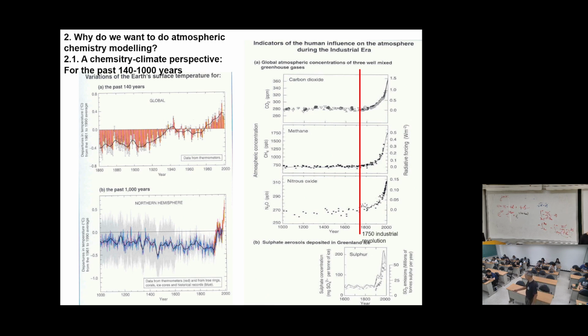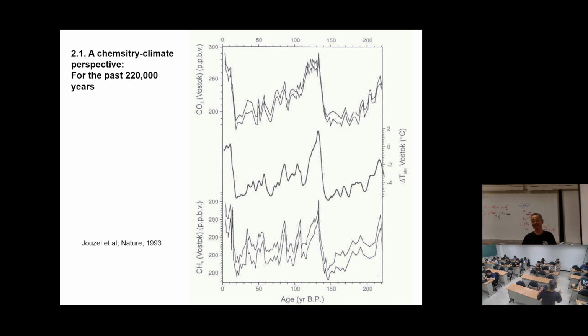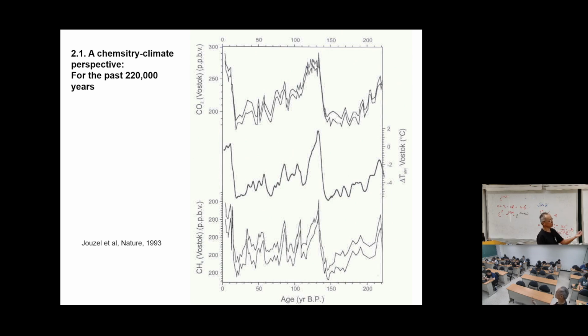Again, this kind of big change is going to have an impact on our civilization. Before, now it's here. We are now in what we call an interglacial period, and this is the glacial period, interglacial period, glacial period. For the past 220,000 years, we see this kind of cold, warm, and cold.